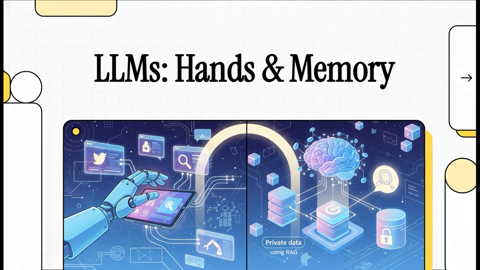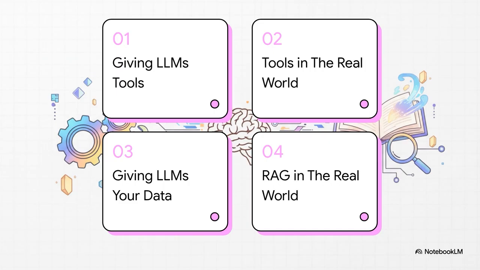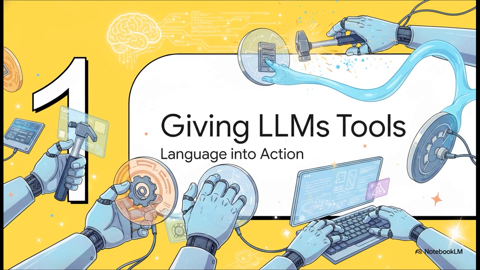Let's jump right in. So here's our game plan for this explainer. We'll start with giving LLMs tools, how that all works. Then we'll look at a real-world case study to see it in action. After that, we'll switch gears and talk about giving LLMs your data with RAG, and you guessed it, we'll wrap up with a real-world example of that too. All right, first up, tool calling.